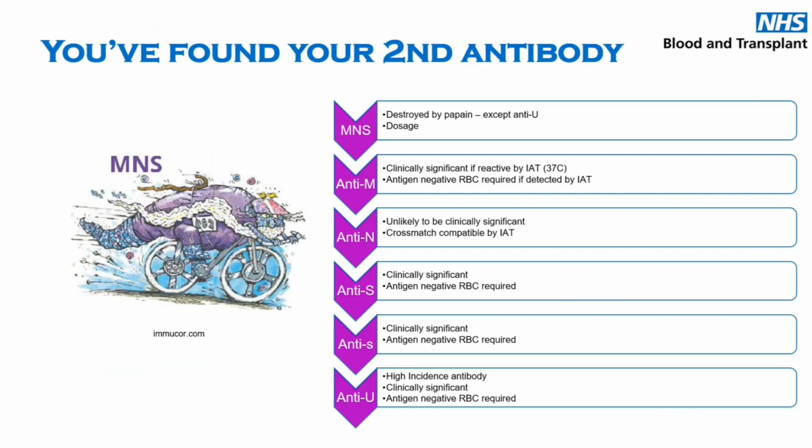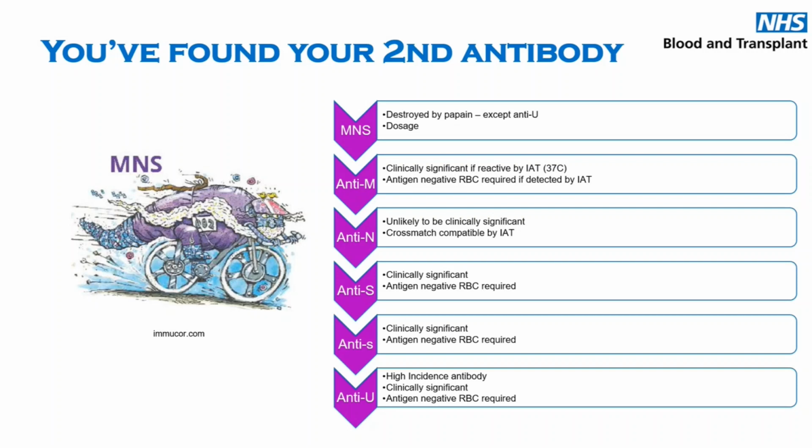So the MNS system is destroyed by papain, except for anti-U. And I do apologise, because that would have to be a whole talk on its own, so I'm not going to go into that. With anti-M, if it's reactive by IAT, you have to give antigen negative blood. But if it's not reactive by IAT, if it was just reacting, say, at cold room temperature by direct agglutination only, it's just crossmatch compatible by IAT. But if it's there by IAT at 37, you have to give antigen negative blood.